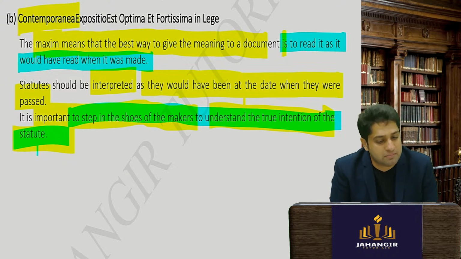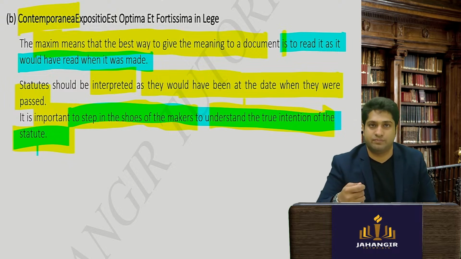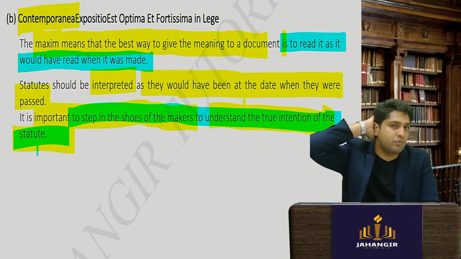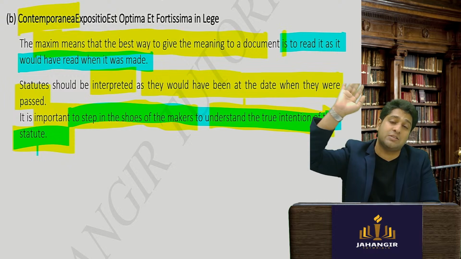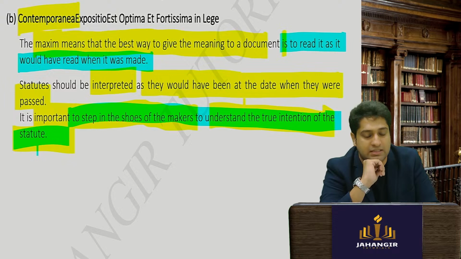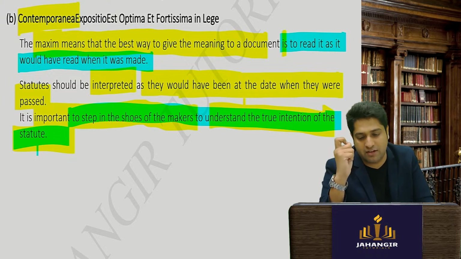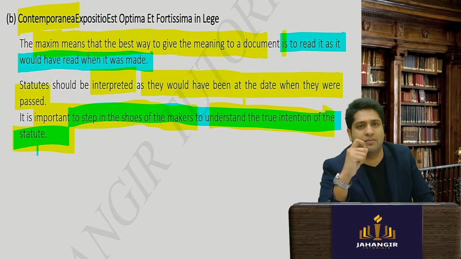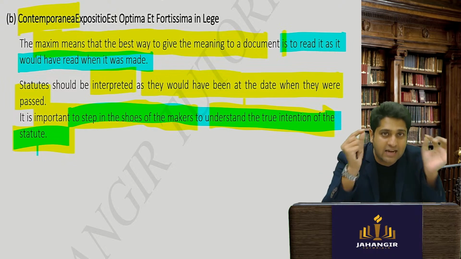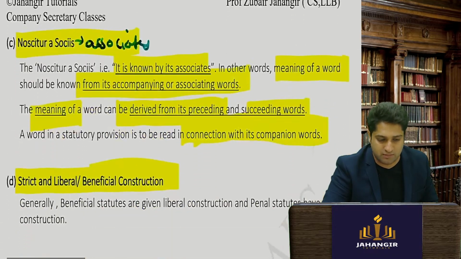This maxim means that the best way to give meaning to a document is to read it as it would have been read when it was made. Whenever we want to interpret it, we have to read it as the framers would have read it when the law was being passed. Statutes should be interpreted as they would have been at the date when they were passed. So we are trying to understand the makers' minds, how they would have read the particular provision. This rule is called contemporanea expositio.